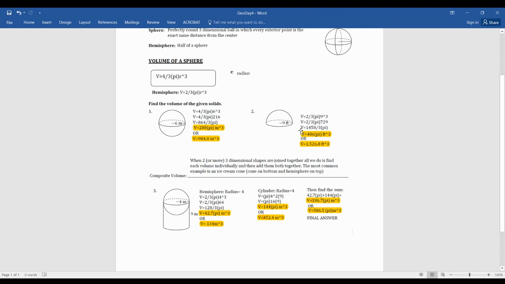So I'm going to end up with volume equals 1,458 divided by 3, multiplied times pi. Then I go ahead and simplify my fraction to give me 486 pi feet cubed. And then also, like I said previously, if I want the decimal answer, I actually plug this into a calculator or I multiply by the 3.14159, and it's going to give me 1,526.8 feet cubed.